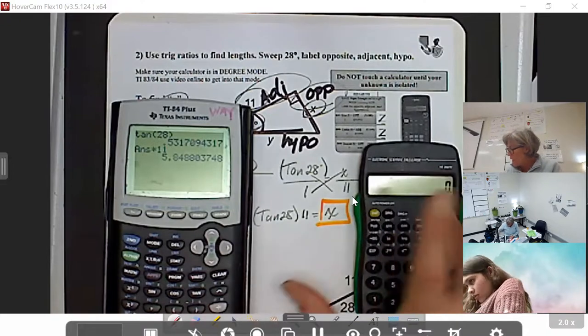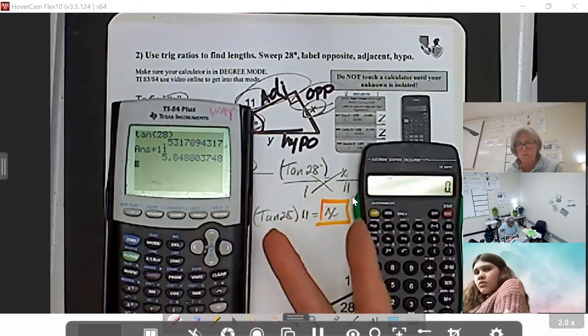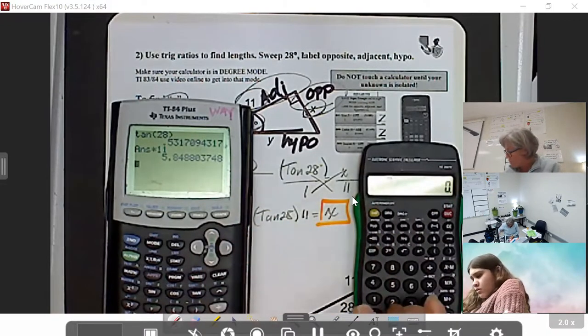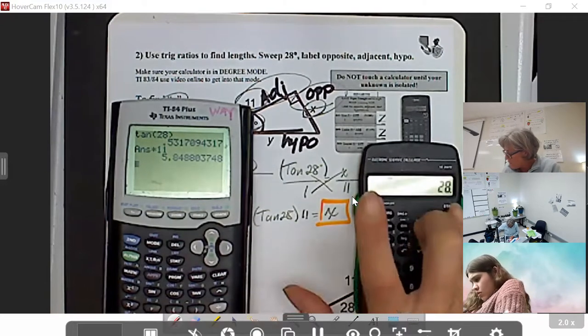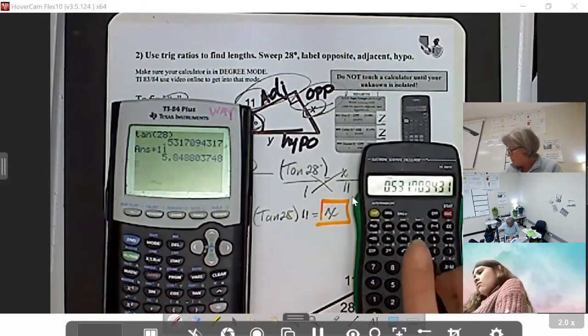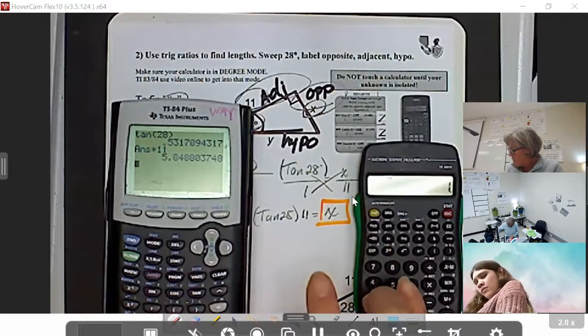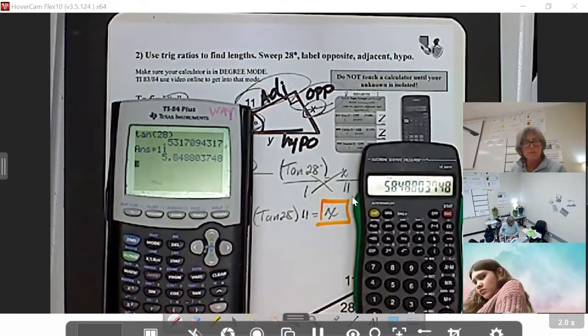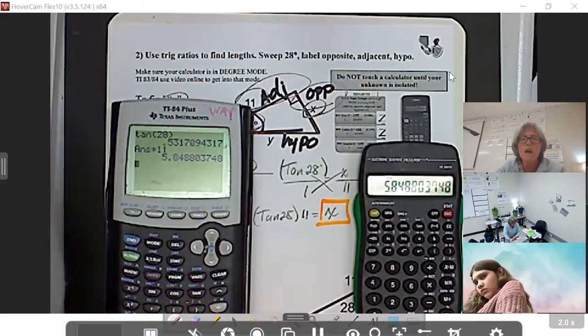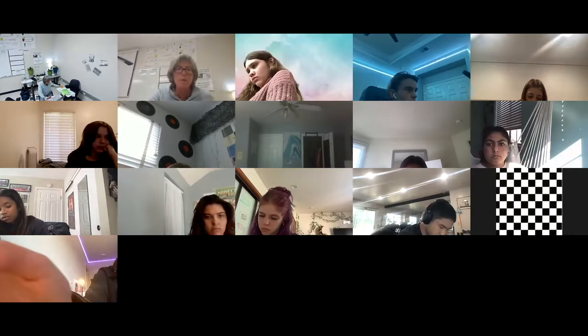On the right hand side, some of your calculators go backwards, so it looks like this. 28 tan times 11. Unmute and holler at me if you're not getting exactly that. It might be a calculator issue. Unmute and holler at me if you're not getting exactly that, 5.85.